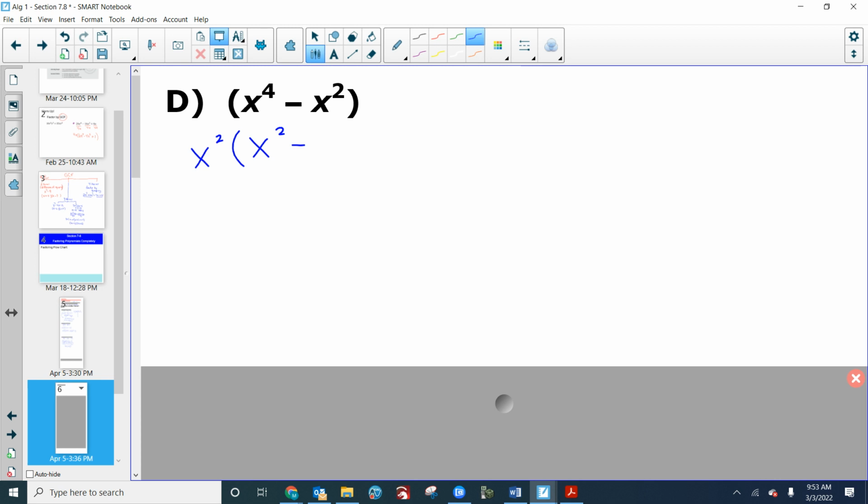minus x. Careful, when you pull an x squared out of an x squared, you have what left? When you divide x squared by x squared, you have 1. Good. And again, a quick little mental math. Watch up here. Distribute x squared times x squared, x to the 4th. x squared times -1, minus x squared. You can check it quickly. All right. Now, is x squared minus 1 factorable? Can we factor that further?